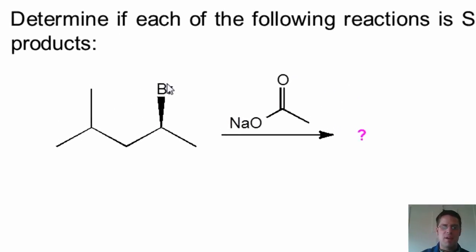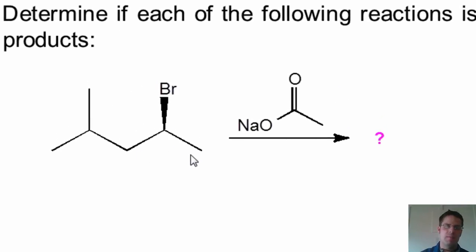In this example, I've got a bromine attached to a secondary carbon. As you've seen with all my previous examples, secondary carbon could either be SN1 or SN2 depending on the nature of the nucleophile. We look at the nucleophile. I've got a negative charge on an oxygen, and it's a negative charge that's resonance delocalized or shared across two oxygens. Thus, this is a weak nucleophile, which tells me that this will go SN1.